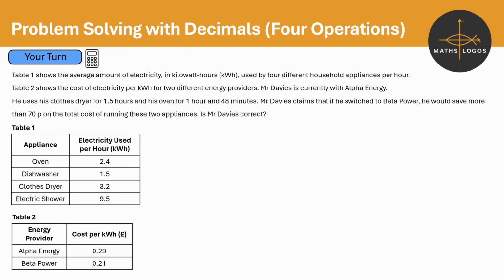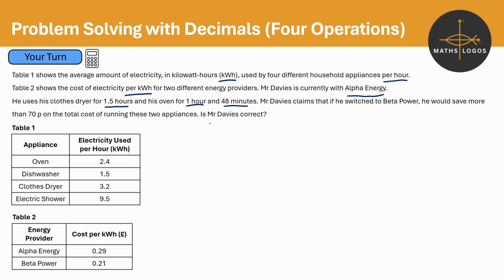Okay, let's go through it. Table 1 shows the average amount of electricity in kilowatt hours used by 4 different household appliances per hour. Table 2 shows the cost of electricity per kilowatt hour for 2 different energy providers. Mr. Davies is currently with Alpha Energy. He uses a clothes dryer for 1.5 hours and his oven for 1 hour and 48 minutes. Mr. Davies claims that if he switched to Beta Power, he would save more than 70p on the total cost of running these 2 appliances.